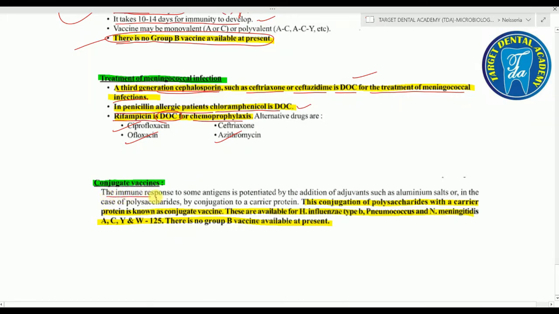So the immune response to some antigens is potentiated by the addition of an adjuvant such as aluminium salt, in the case of the polysaccharide, or by the conjugation to a carrier protein. Important is this conjugation of the polysaccharide with the carrier protein, it is known as conjugate vaccine. These are available for H influenzae type B, pneumococcus and the Neisseria meningococcus A, C, Y and W135. So there is no group B vaccine available at present.